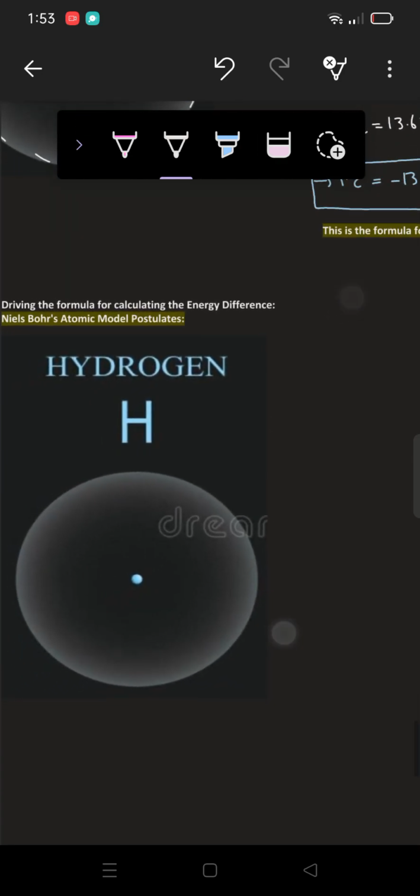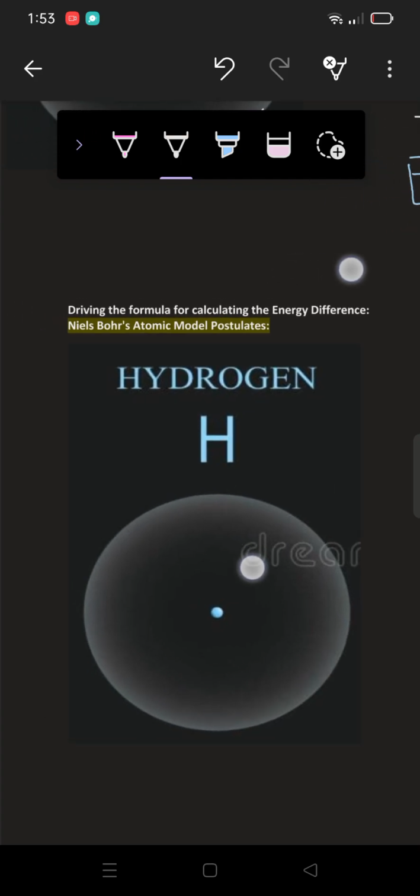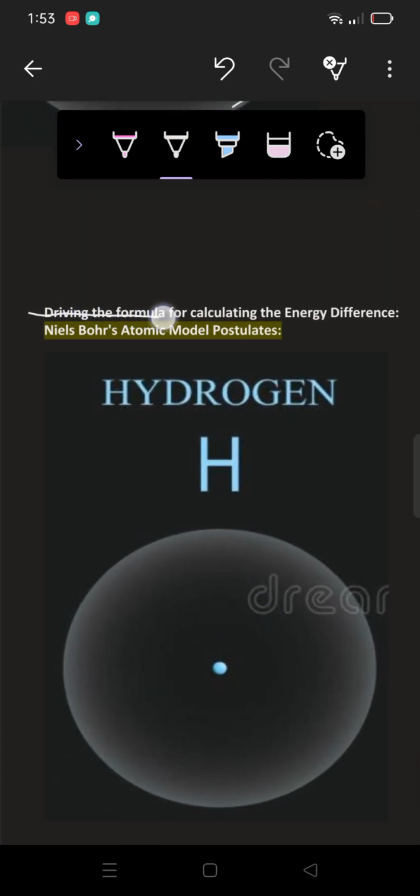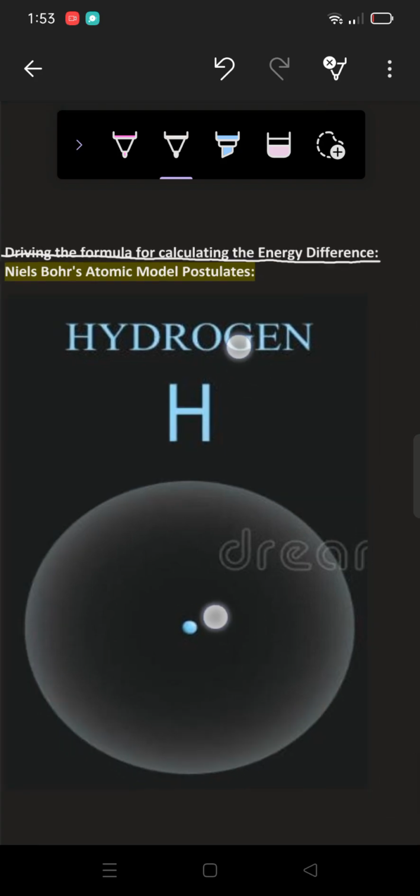Okay, so as in the last video we have derived the formula for calculating the total energy of the shell. In today's video we're going to derive the formula for calculating the energy difference among the shells. So here we have the topic.